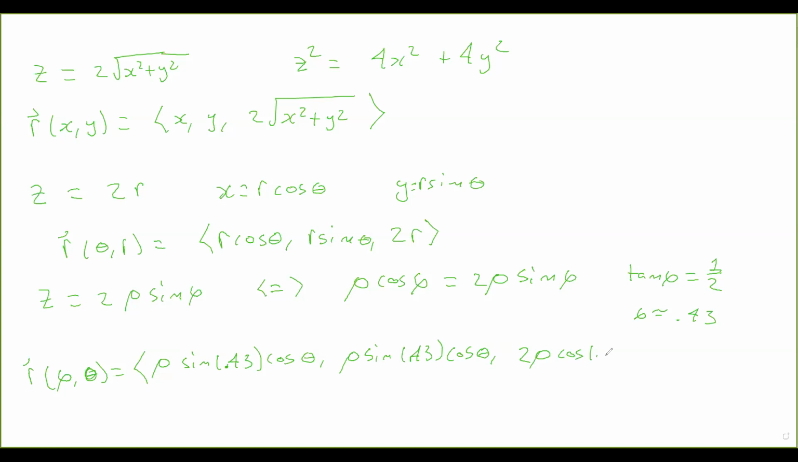Cosine of 0.43. But what this here says is that cosine phi is equal to 2 times sine phi. So it's going to be better if we just write it as 2 rho sine of 0.43 instead of cosine phi. It's going to look a little nicer if you try to graph this in GeoGebra, and I'll let you think about why that is. Anyway, so these are 3 different vector parameterizations of a cone.